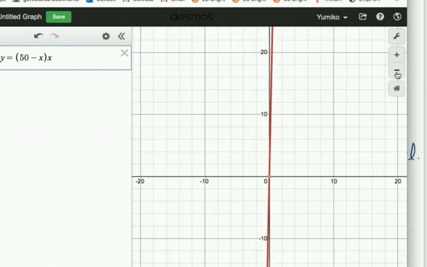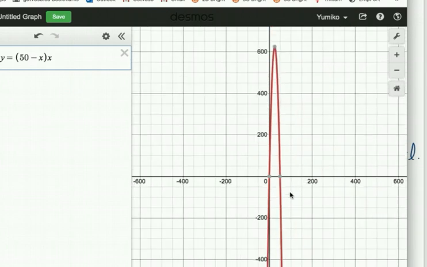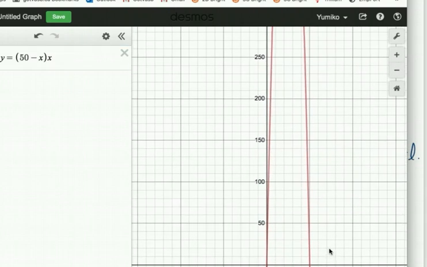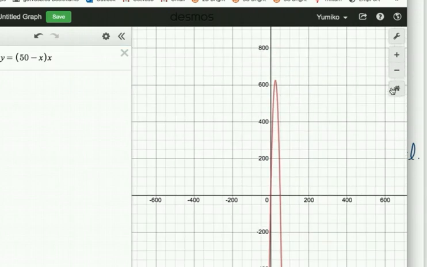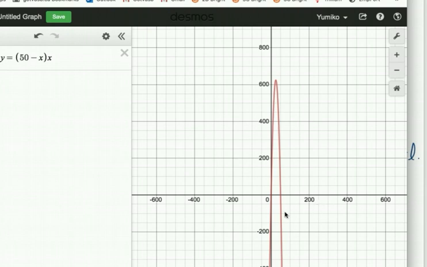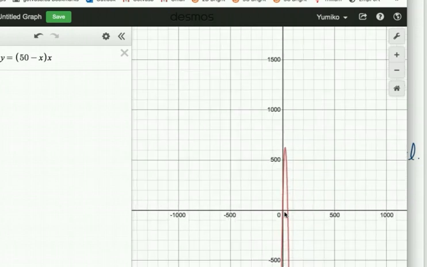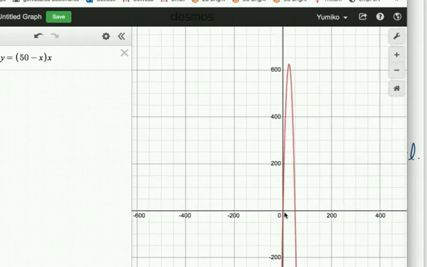We'll zoom out a bit. So we have another quadratic relation here. What you're looking at is all the values of W. This axis is W and this is A, the area. For all of these values of width, these are the areas that you would get.